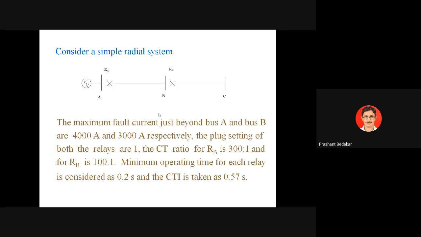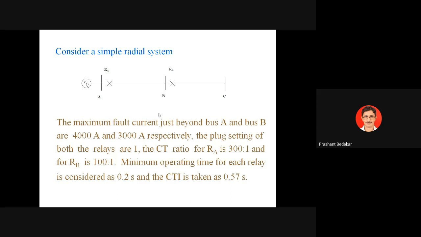Of course, between B and C also, depending upon the location, the fault current will be different. In relay coordination problems, we generally take the midpoint of the feeder and find the minimum fault and maximum fault at that particular point.